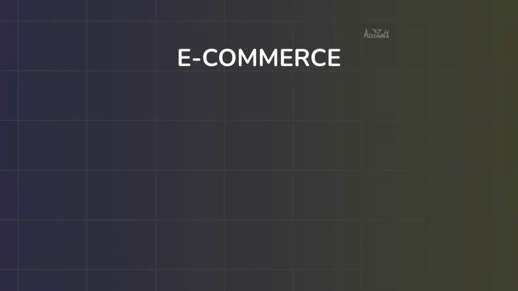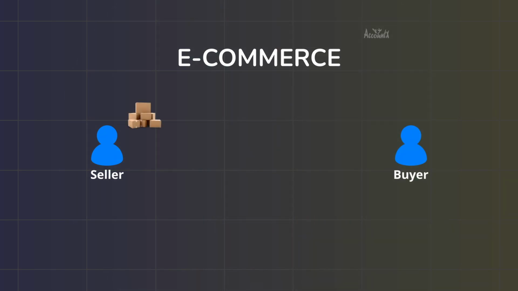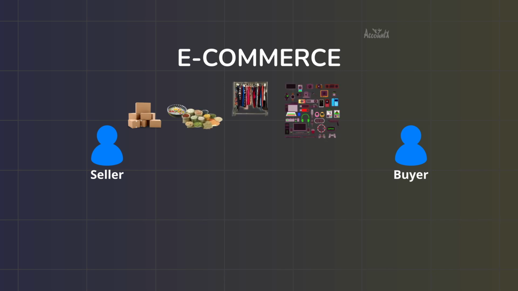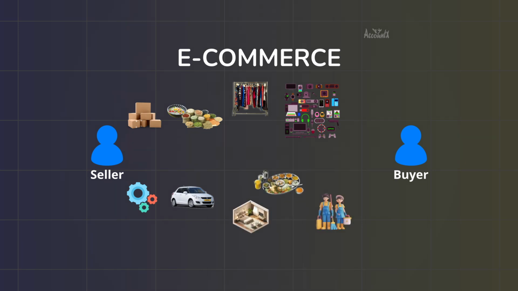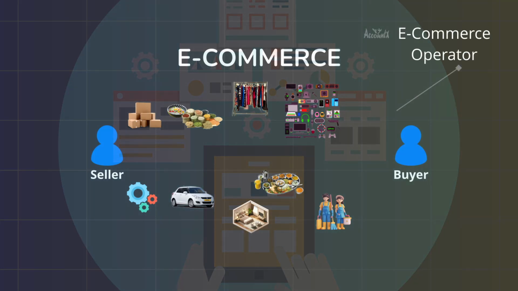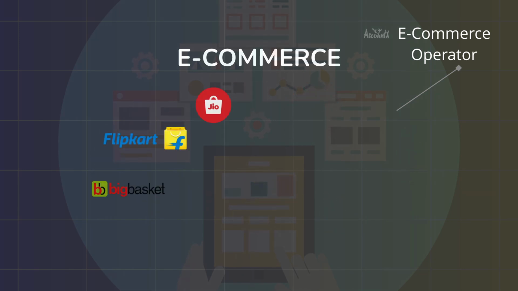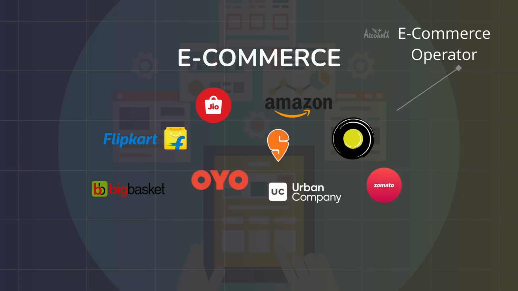Let's start from the basics and understand the meaning of e-commerce. Electronic commerce or e-commerce is supply of goods or services over a digital platform. This can include supply of goods like groceries, apparels, gadgets, etc. Services like passenger transportation, hotel accommodation, restaurant, housekeeping, etc. An e-commerce operator here is the person who owns, operates or manages this digital platform. Some of the e-commerce operators are BigBasket, Flipkart, JioMart, Amazon, Ola, Oyo, Urban Company, Swiggy, Zomato and so on.